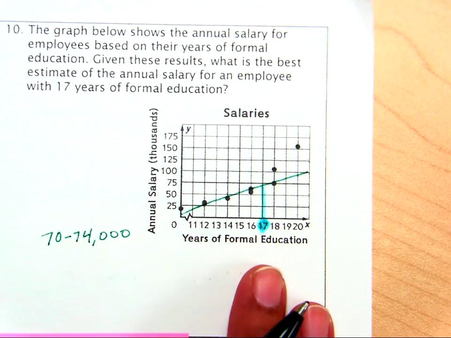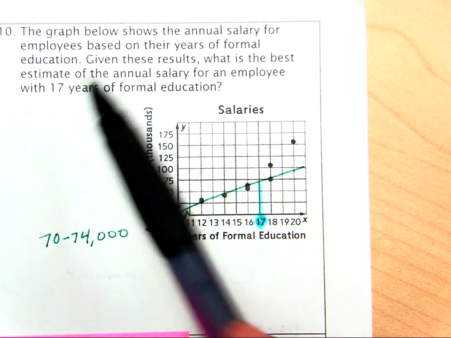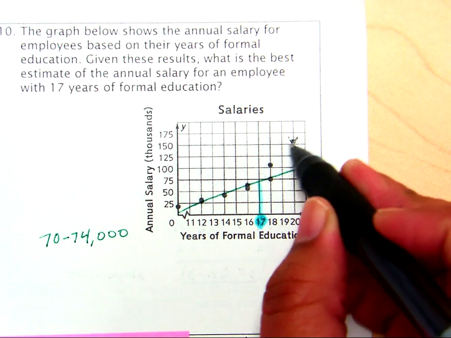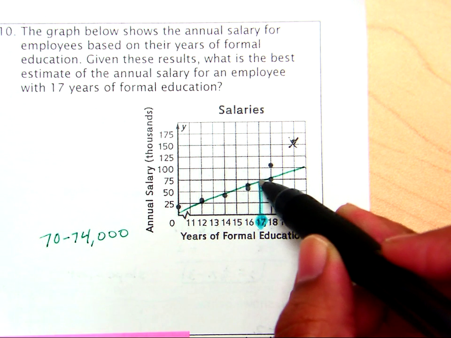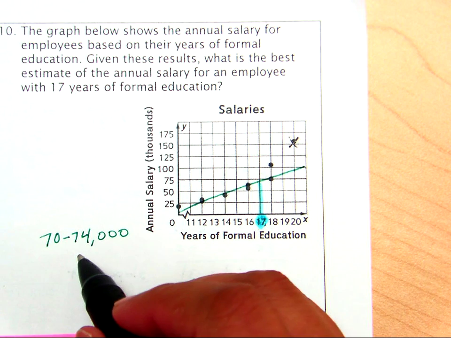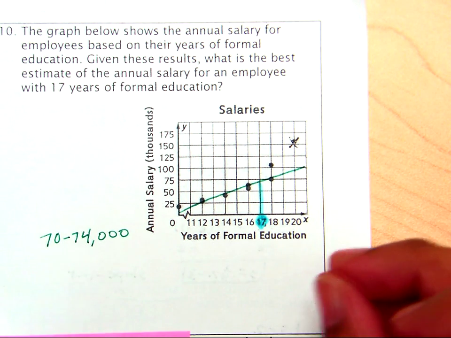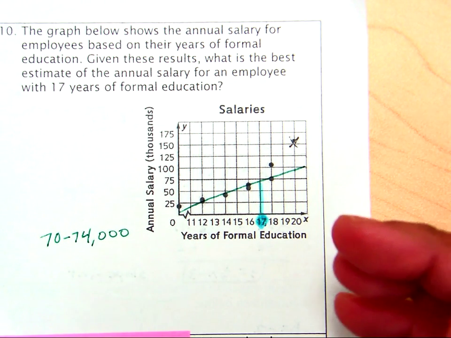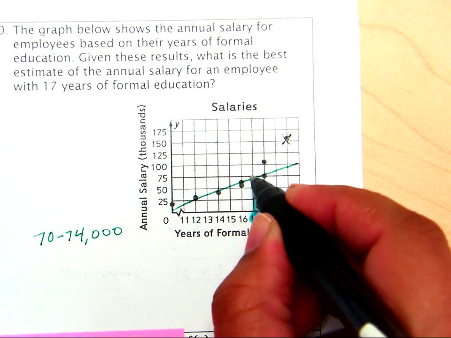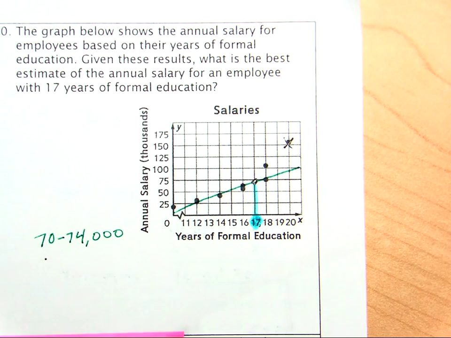Alright, now this one was asking for a line of best fit, and you're approximating or estimating 17 years. So if you get your line of best fit, remember this is your outlier. If you come up, your best estimate would be anywhere between 70 to 74,000. Now your answer choices are going to make it obvious tomorrow which one it is. So again, you drew your line of best fit, went to 17, saw that it touched right here. That would be anywhere between 70 and 74. Some of you guys estimate a little bit differently.